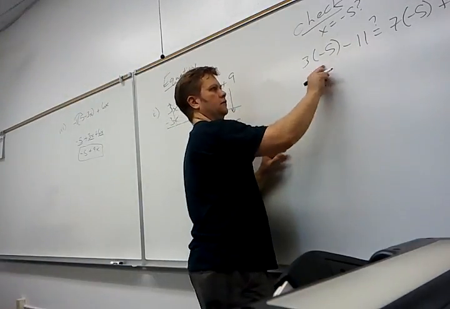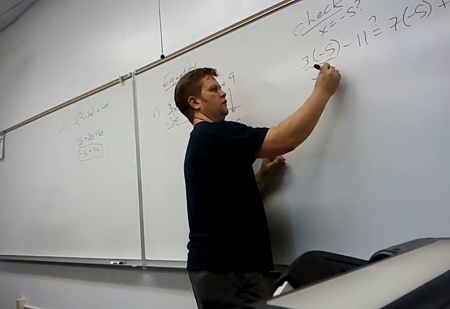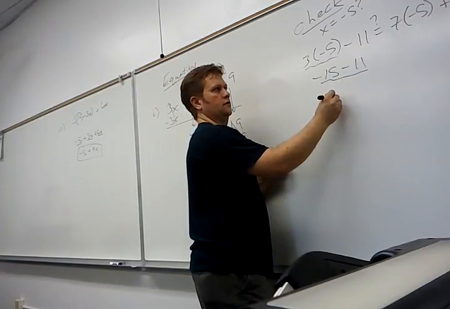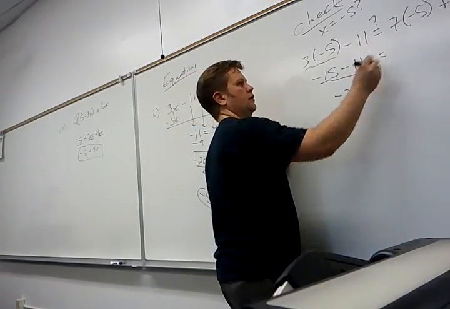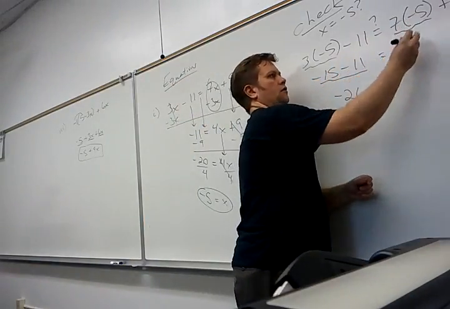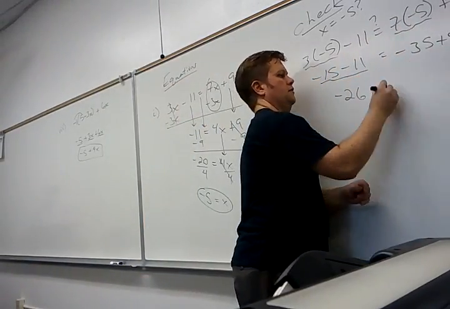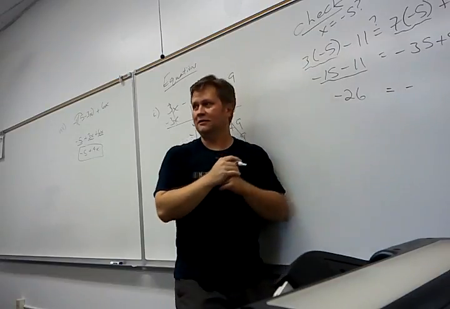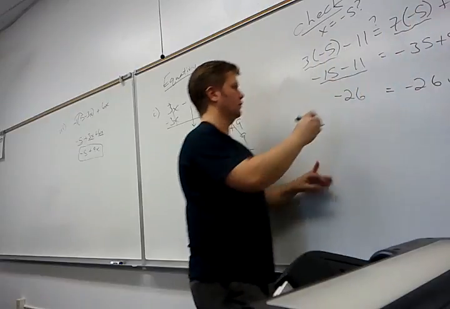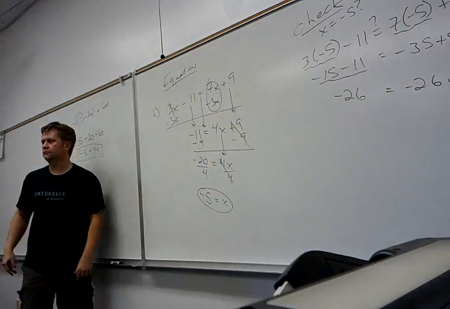What do you get here? Negative 15 minus 11 is negative 26. And over there, good, negative 35 plus 9 thankfully is negative 26. Check. So x equals negative 5 is the answer.